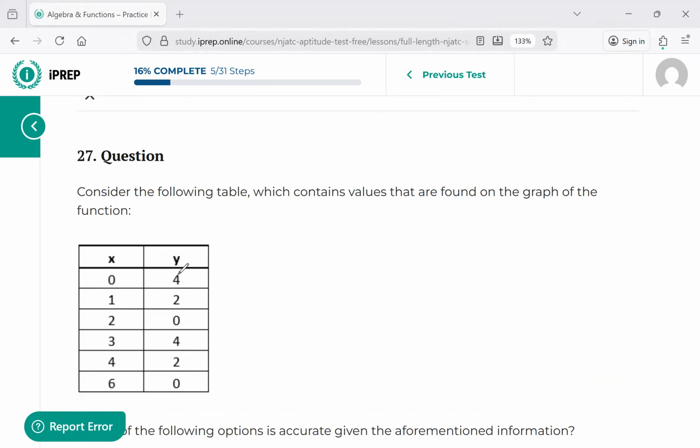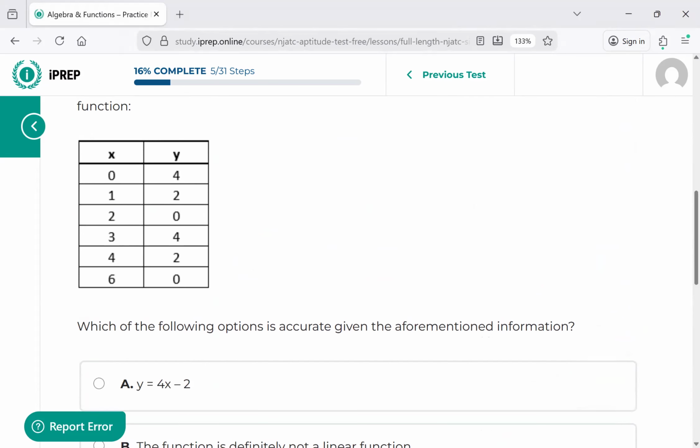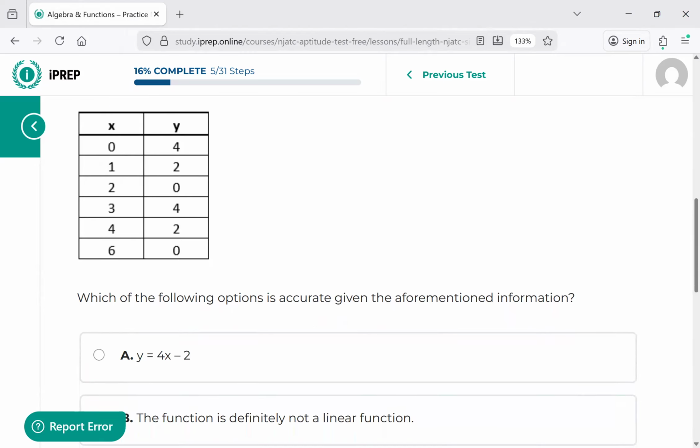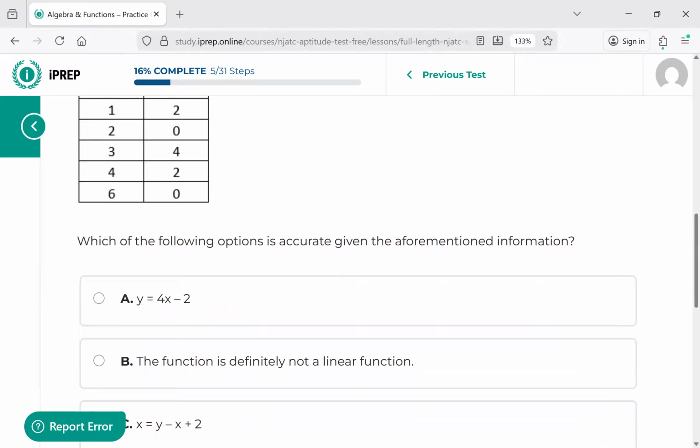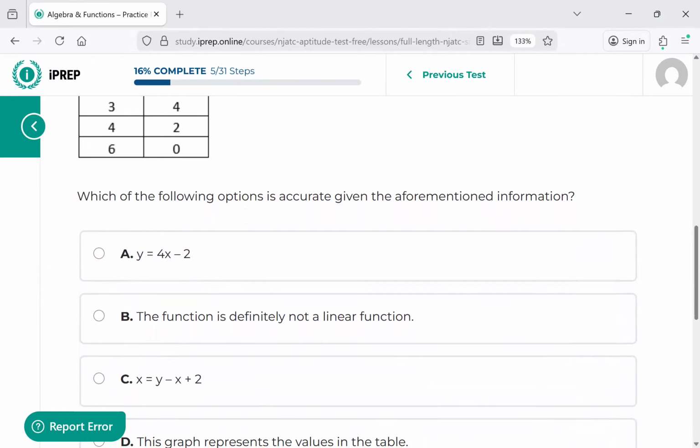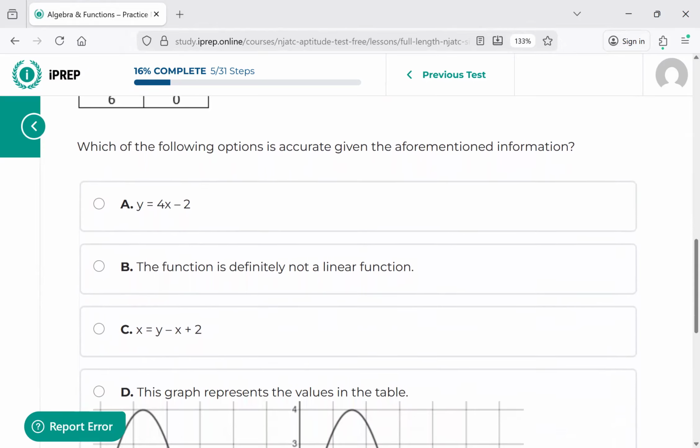Consider the following table, which contains the values found on a graph of this function. So they give us a table with points. They want to know which one. Yeah, it looks like we have a linear line for 2 minus 2. The function is definitely not linear. C, that's a linear line, and D.